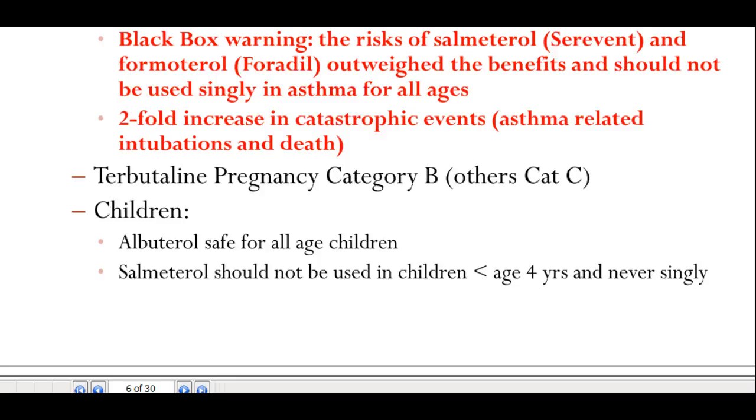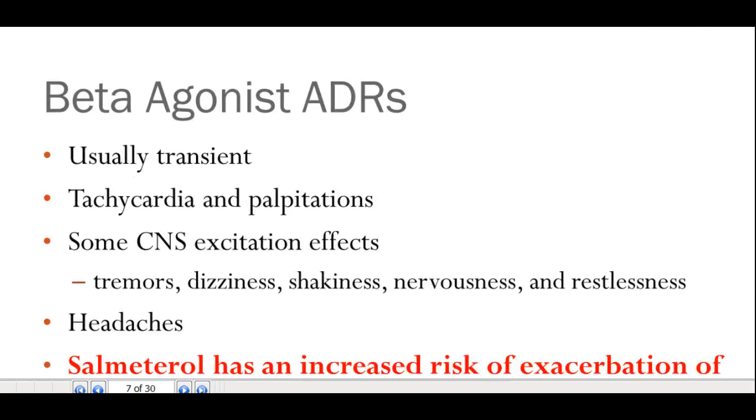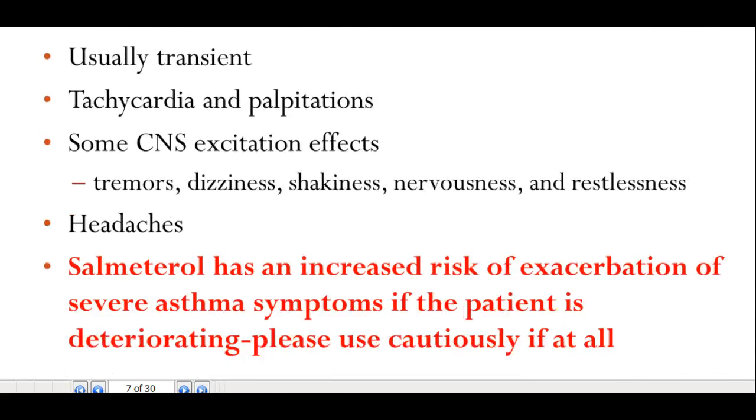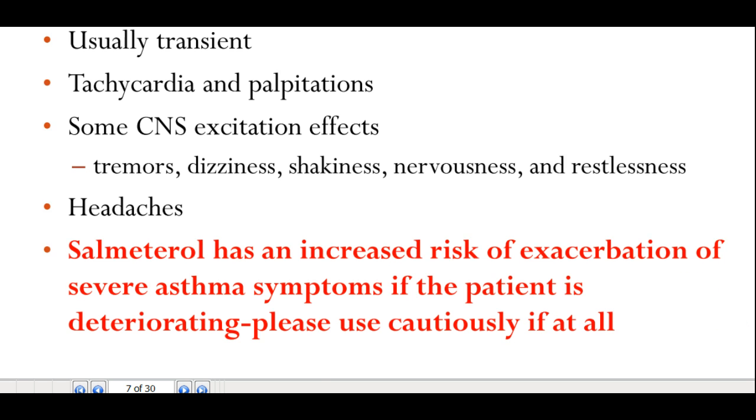Terbutaline is a pregnancy class B, and it's actually used to stop preterm labor, so this is a drug that can be used in pregnancy. The albuterol is also able to be used for children. So your beta-2s, they can cause tachycardia, palpitations, CNS effects, tremors, dizziness, shakiness, nervousness, restlessness, headaches. And then once again, salmeterol has the increased risk of exacerbation of severe asthma symptoms if the patient is deteriorating. Please use cautiously if at all.